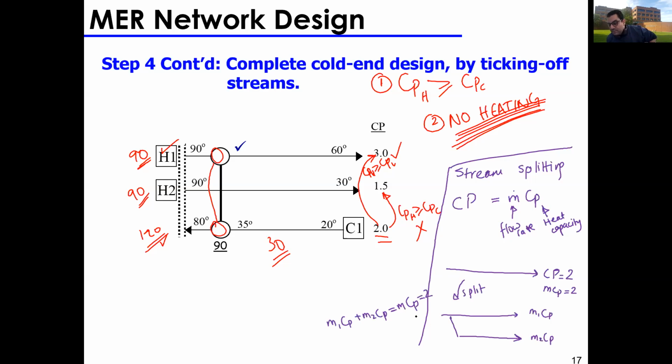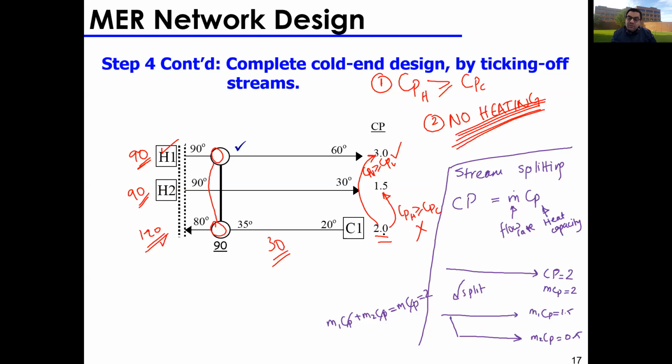So if I cancel all these CPs, I can divide by CP, of course, it doesn't matter. I'm going to find out that if M1 plus M2 is equal to 2, then the split is valid, right? If I divide this into basically 2 streams, one with 1.5 and one equal to 0.5, such that 1.5 plus 0.5 is equal to 2, then the split is valid. Because all I'm doing is just splitting this value using the mass balance. So this is called stream splitting.